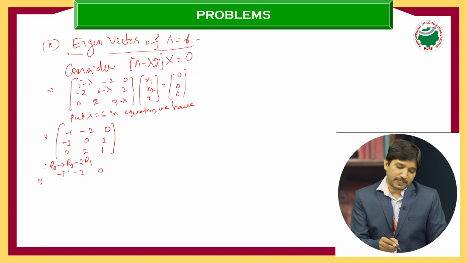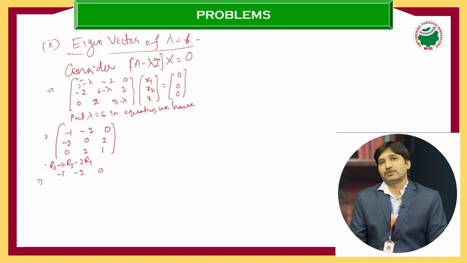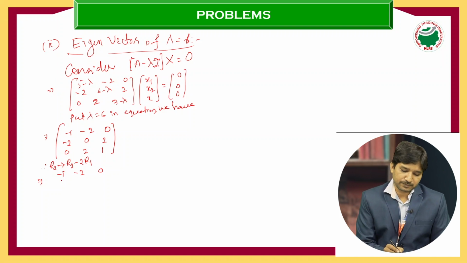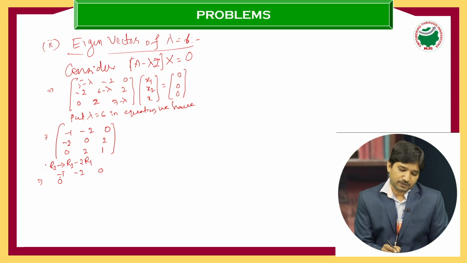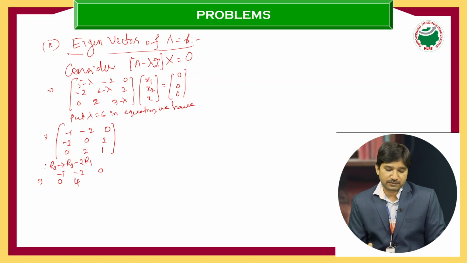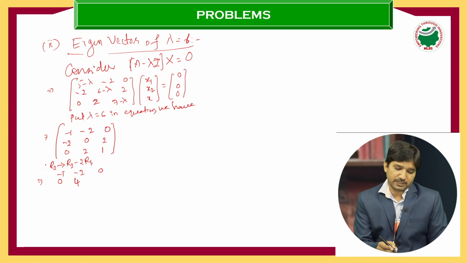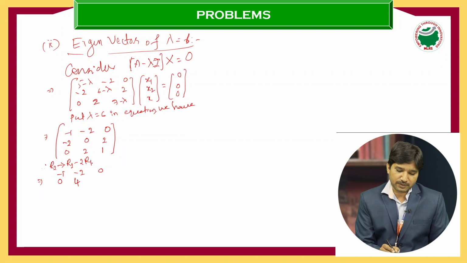R2 minus 2R1, multiply row 1 by -2. Okay. -2 plus 2 minus 2, 0. And -2 into 4. Next, 0, -2 into 0, 0. 2 plus 0 is 2. And the last one is 0, 2, 1.